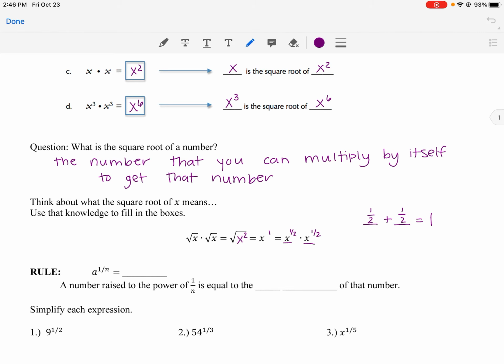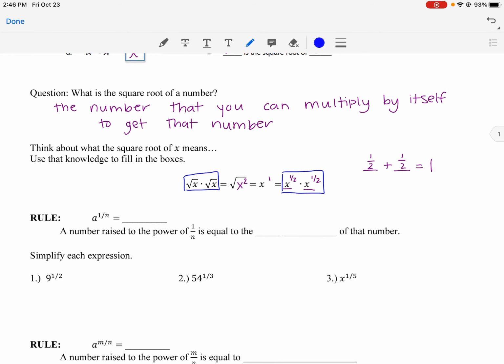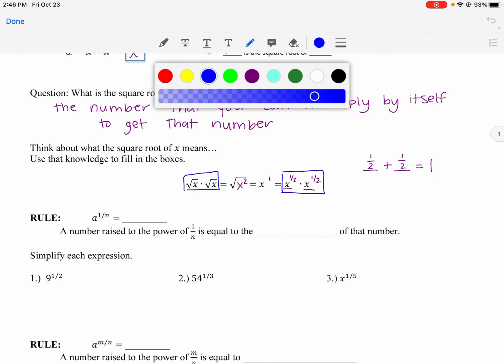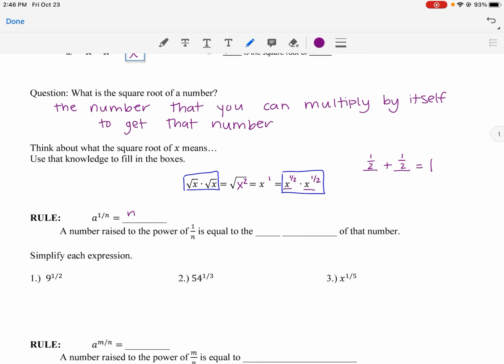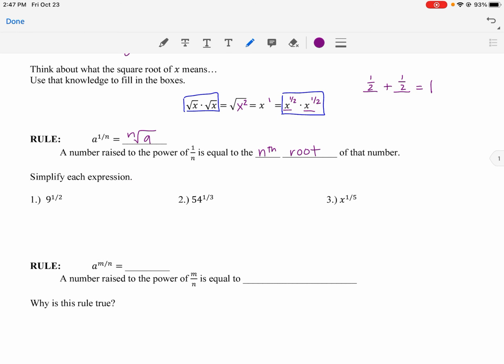So if you equate the first and last parts, the square root of x times the square root of x, then we have that these statements are the same. That exponent of a half represents that square root of x. So our rule here, when we have a to the 1/n, represents the nth root of a. So a to the 1/n is the nth root of a. A number raised to the power of 1/n is equal to the nth root of that number. So let's try these and simplify.